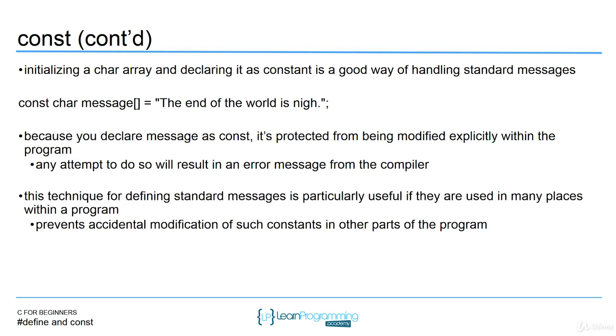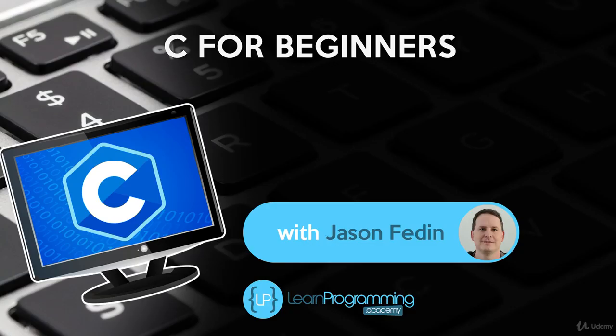And now you can use this for a standard message that may be displayed as output in various parts of the program. The technique for defining standard messages is particularly useful if they are used in many places, like I mentioned. It prevents accidental modification of such constants in other parts of the program, just like magic numbers. So constants, you want to use them in your program. Two ways to employ them, essentially, using define and using the const keyword.